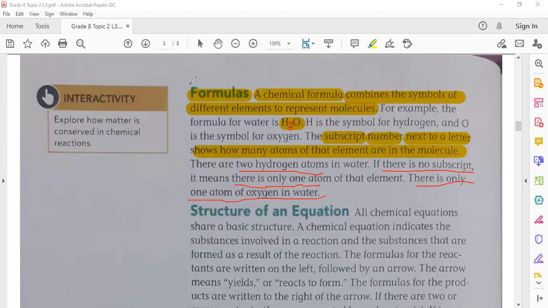I want you to understand the formula. If you understand the meaning of a formula, you can understand chemical equations well. All compounds, all molecules, all elements in science have a formula. The formula is made up of the abbreviation or letter that represents the element and the number of atoms involved. What is the structure of the equation?